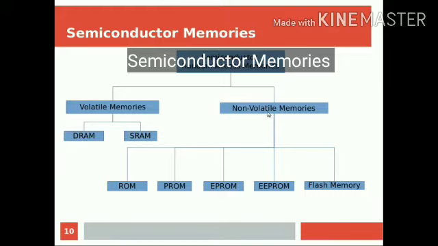Another type of memory is non-volatile memories. As the name implies, they will retain their contents even if the power is lost. Under these non-volatile memories, we have ROM, PROM, EPROM, EEPROM and flash memory. We will discuss each of these memories in the coming videos.